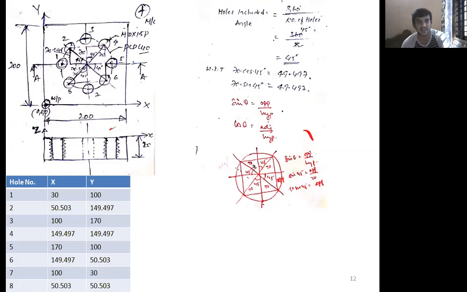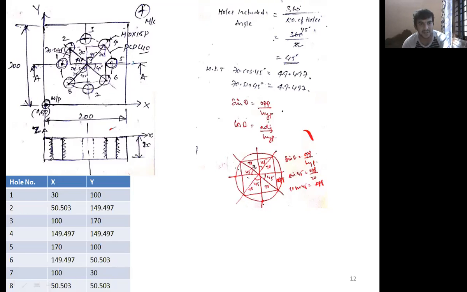What is the trigonometric relation? From the center of the block, from the origin, it is 100 mm on the x-axis and 100 mm on the y-axis, right? From the center of the block, what is the radius of the location of each hole? It is 70 mm only, because the circle diameter is given as 140 mm. Radius is 70 mm, which means we know the hypotenuse is 70 mm.